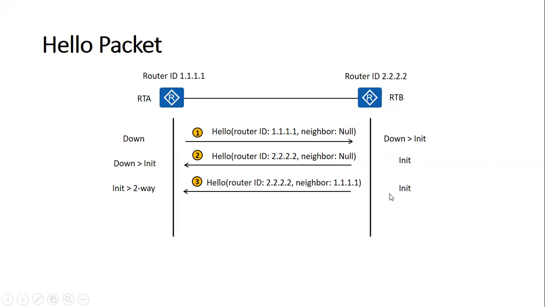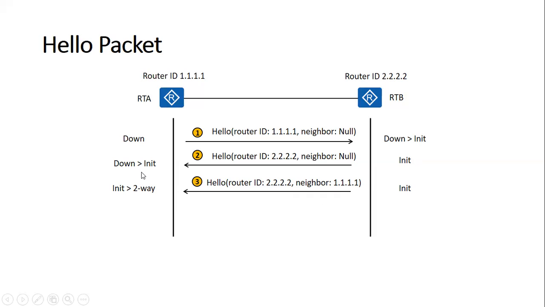So it will send another hello message, but this time it will indicate that I received a hello from 1.1.1.1, so that must be a neighbor. So it will include 1.1.1.1 in the list of neighbors. Then this one, immediately when it received that hello, went into init state because it said, I received a hello from my neighbor, but I did not see my own ID in the list of neighbors. So once it receives the second one that has a neighbor, and that neighbor is its own router ID, it transitions from init to two-way.